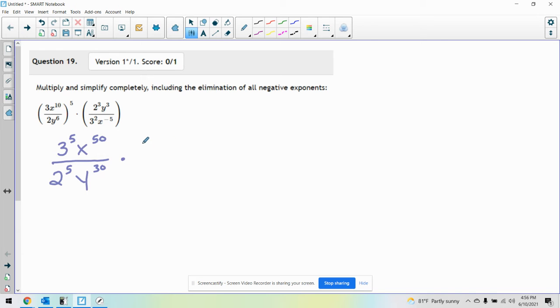Times, I'm just going to rewrite this. 2 to the 3rd, y to the 3rd, 3 squared. And then this x to the negative 5, any negative exponents I have, really you can just take them. I don't like the negative exponents, okay? Everything's easier to simplify when they're not there. So I'm going to take that base with a negative exponent and move it to the other side of the fraction bar and make it positive.